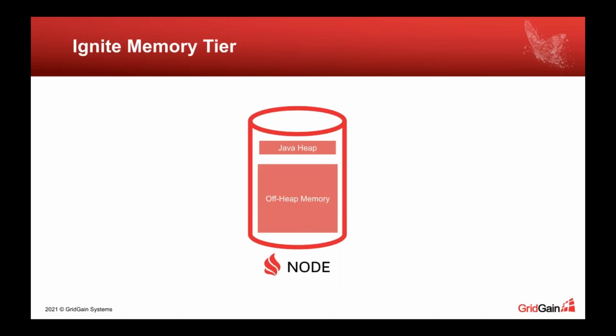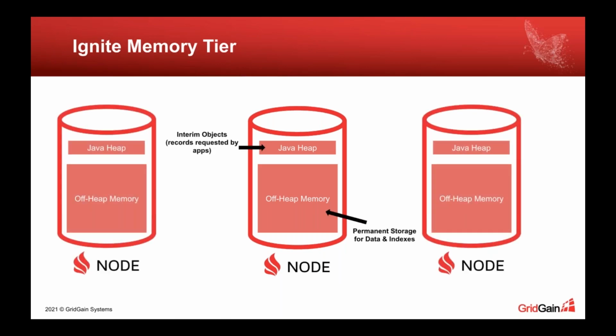So the in-memory tier essentially consists of Java heap and off-heap memory. Java heap is used for operational purposes. When you execute a query, it will fetch data into heap and do some processing there. And off-heap memory is the actual data storage, so it can be much larger. The whole purpose of it is to avoid GC pauses, and that allows us to store large amounts of data in memory. And this can then be scaled out, of course, across multiple nodes.